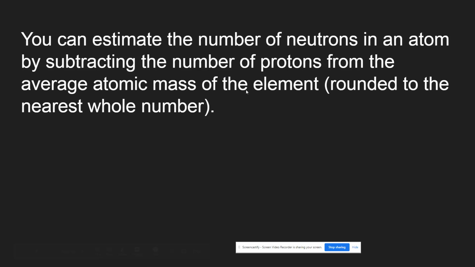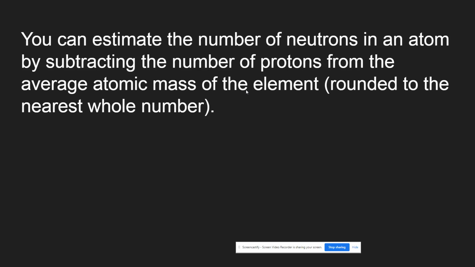Let's do an example. Let's say I am working with aluminum. Find aluminum on your periodic table. Aluminum has the atomic number of 13. Its average atomic mass, which we get right off the periodic table, is 26.98. That rounds up to 27.